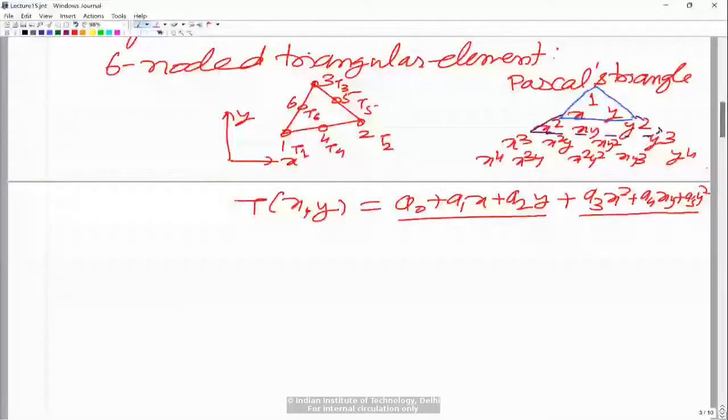If we are having a quadratic, before that we should have a linear term and a constant term. So it does not satisfy the completeness requirement. That is why for the three-noded element we have constant, x and y. For the six-noded triangular element, we have constant and linear terms and also the quadratic terms from Pascal's triangle.